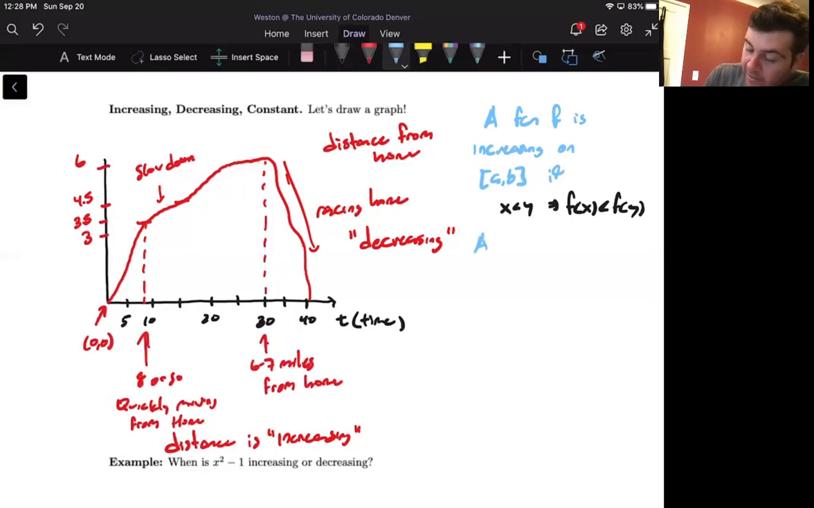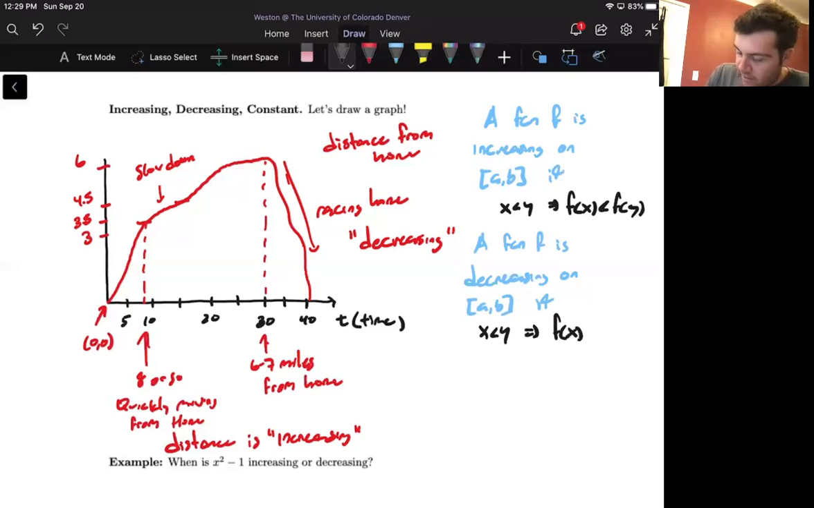And likewise, we have a function f is decreasing on AB if x is less than y implies that f of x is greater than f of y. So meaning as we plug in larger values, our function is getting smaller and smaller.